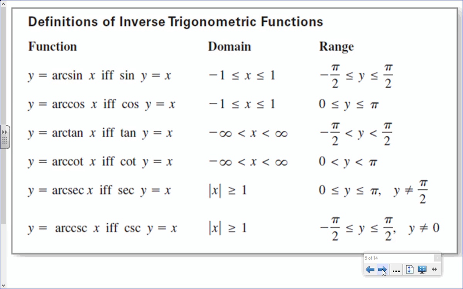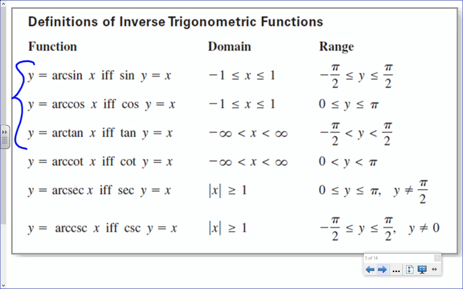If you flip your notes sheet over, you will see this. We talked about these three right here. Here are our inverse cotangent, inverse secant, and inverse cosecant. I'm going to tell you right now, they are really not super important.